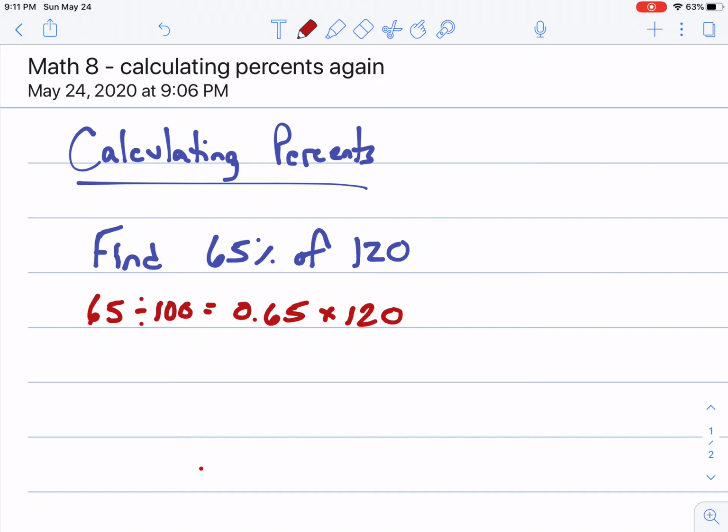Okay, so I would go 0.65 and I'd multiply that by 120. And you get 78, right? So it equals 78. So now I know 65% of 120 is 78. That's my answer. Now, one thing I kind of want to make sure that you guys understand, that's one way. I'm going to show you a different way.